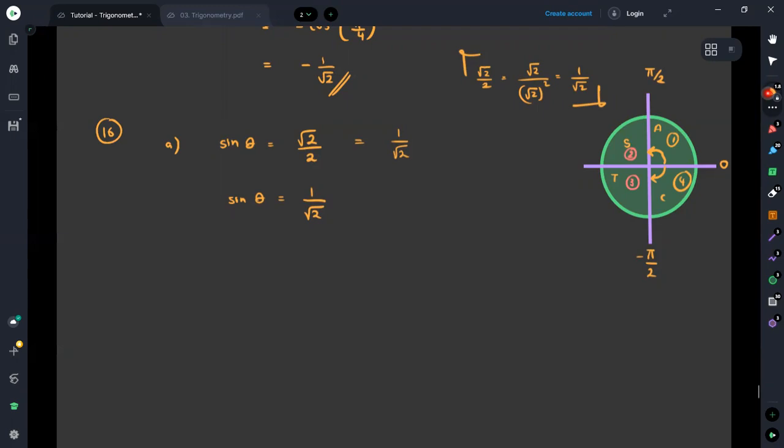Therefore, since this is equal to 1 over root 2, we can find the equal value. We know that 1 over root 2 is equal to sine π over 4. We know that the value of sine π over 4 is equal to 1 over root 2. Therefore, we can simply say that the value of theta is equal to π over 4.